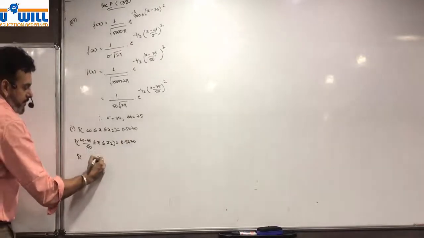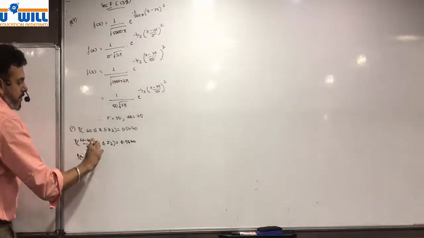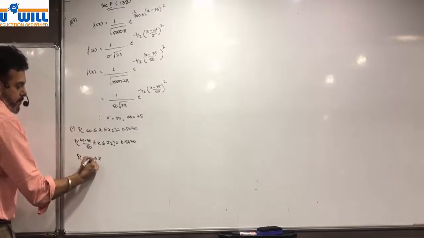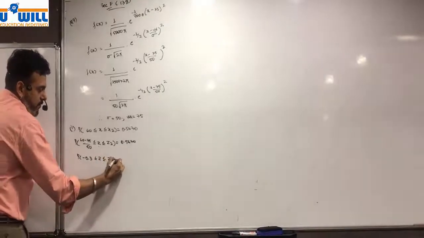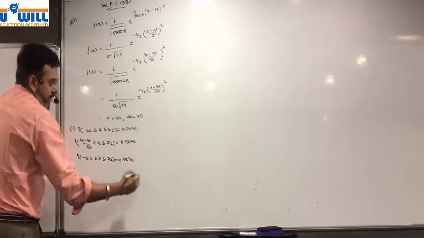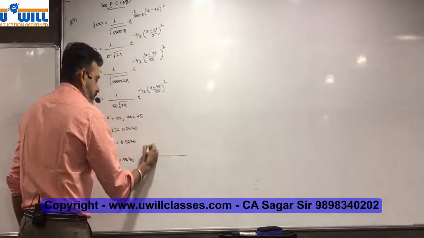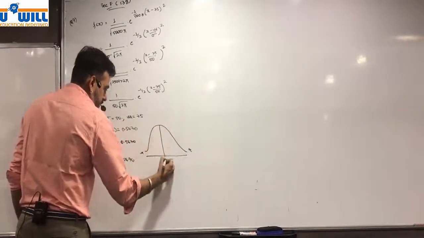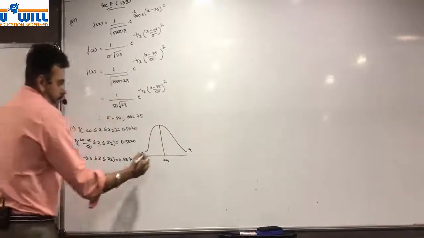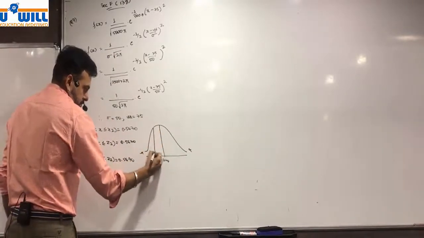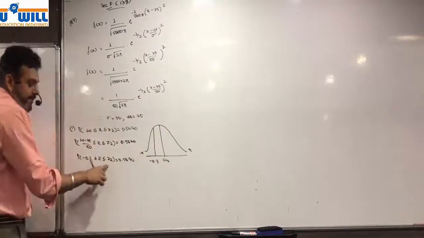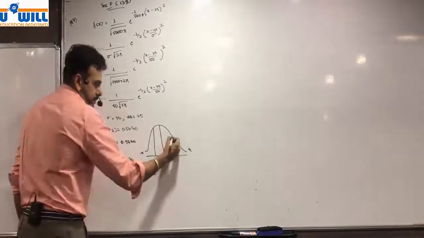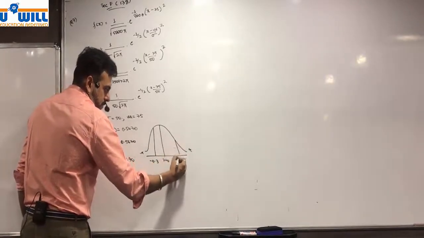So probability of z greater than equal to minus 0.3 less than equal to z2 is 0.5670. We draw the graph. Z is equal to 0, minus 0.3, Z2. Which side? Right hand side, because it is 56%. Z2.